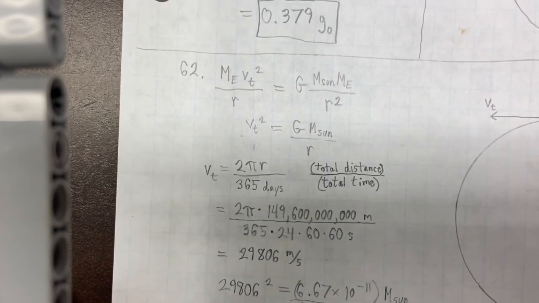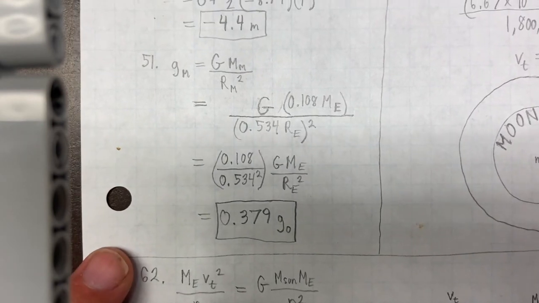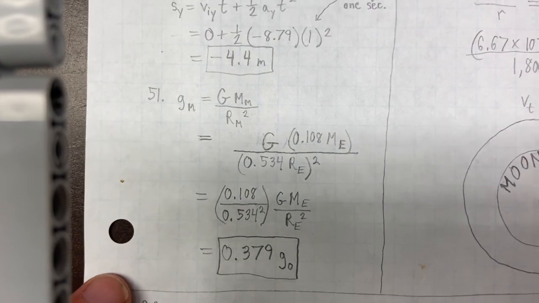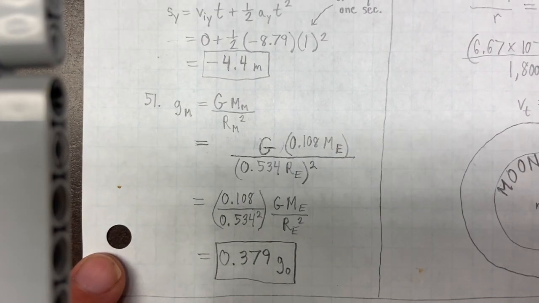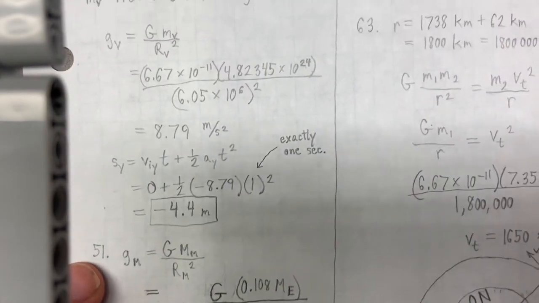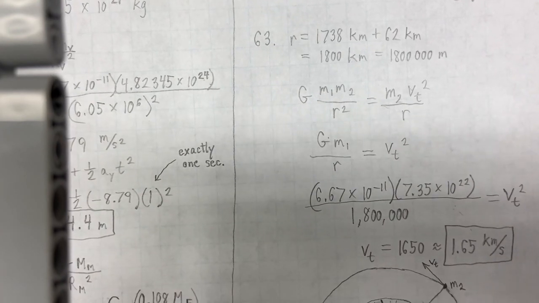Number 63, determine the approximate speed of a lunar orbiter revolving in a circular orbit at a height of 62 kilometers. Take the moon's radius as 1738 kilometers. Notice that I also told you as part of the information for this problem, I gave it to you in the list of problems. I told you that the moon's mass is 7.35 times 10 to the 22nd kilograms.